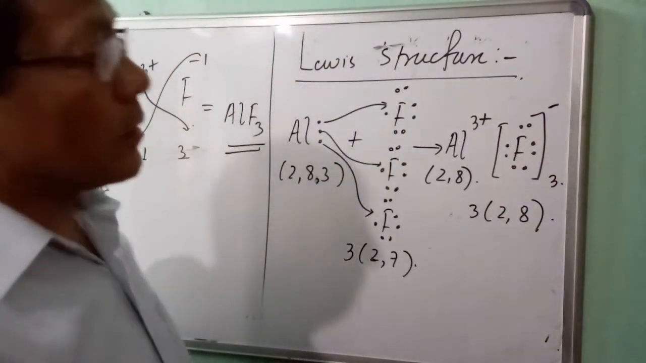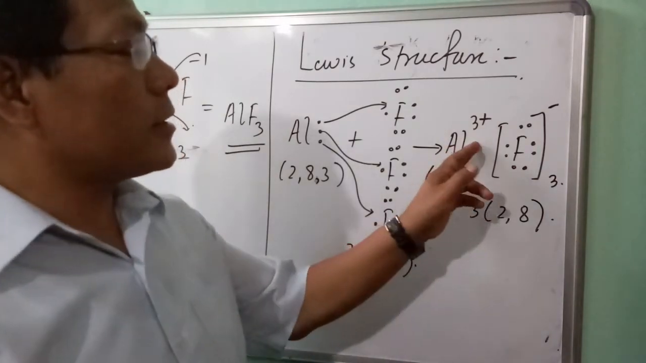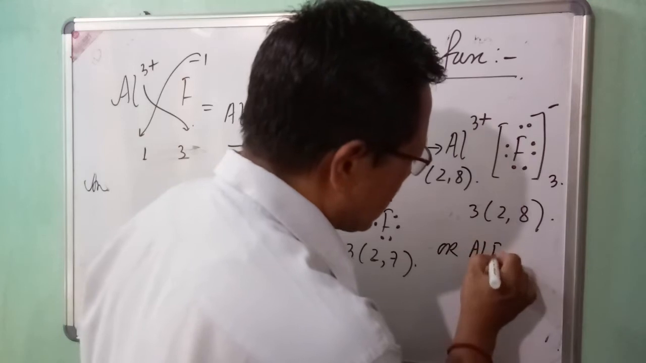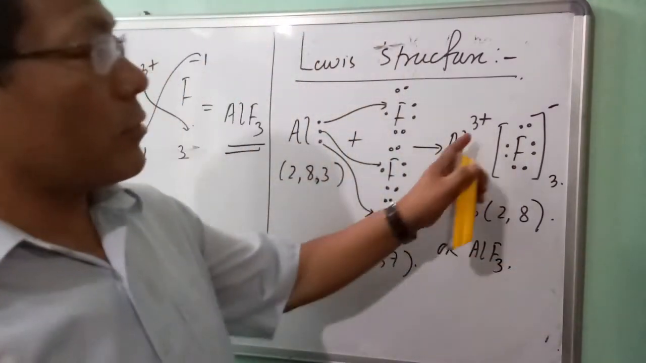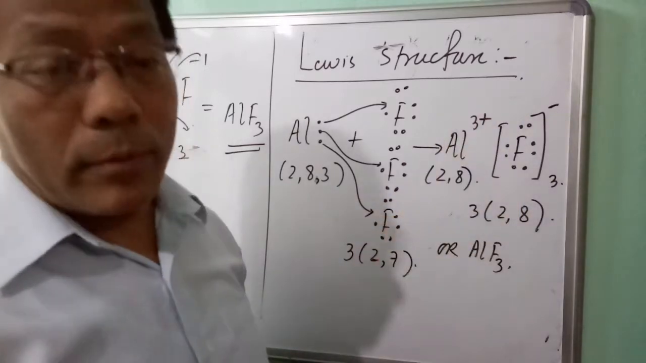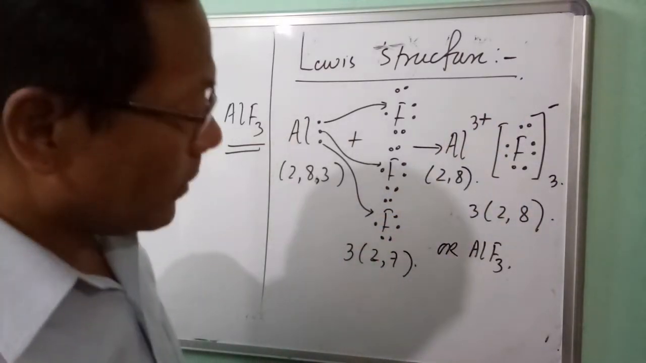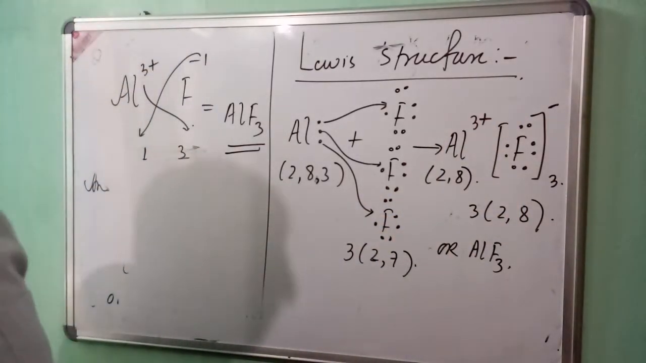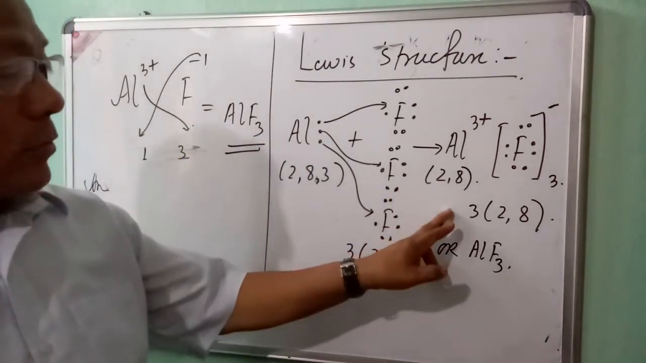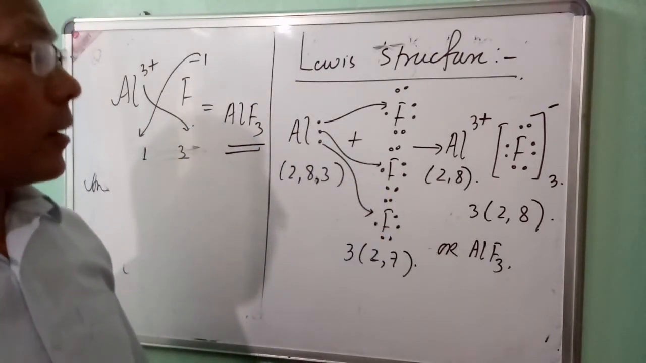So in this way, this is the Lewis structure of aluminum chloride. And this electrostatic force of attraction between the aluminum ion and this chloride ion is called an ionic bond. So this is how we draw the Lewis structure of an ionic compound. I think you have learned this in class 10 also.